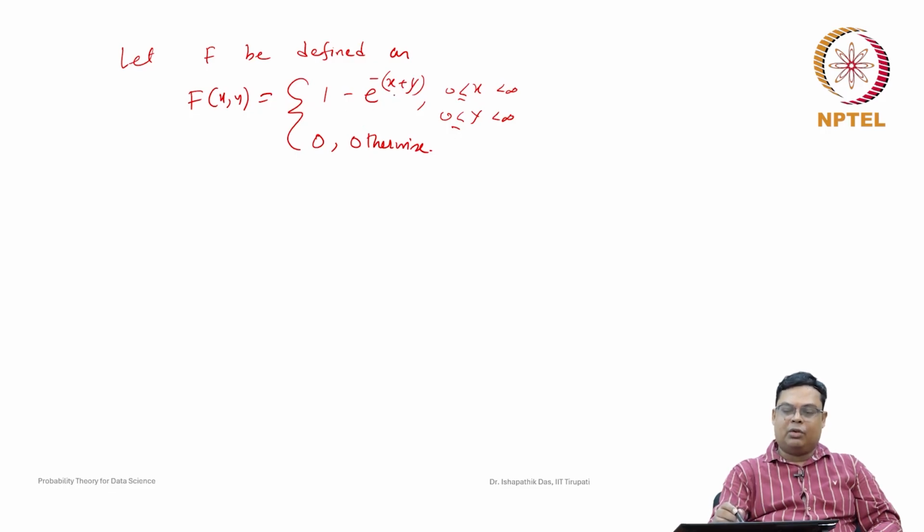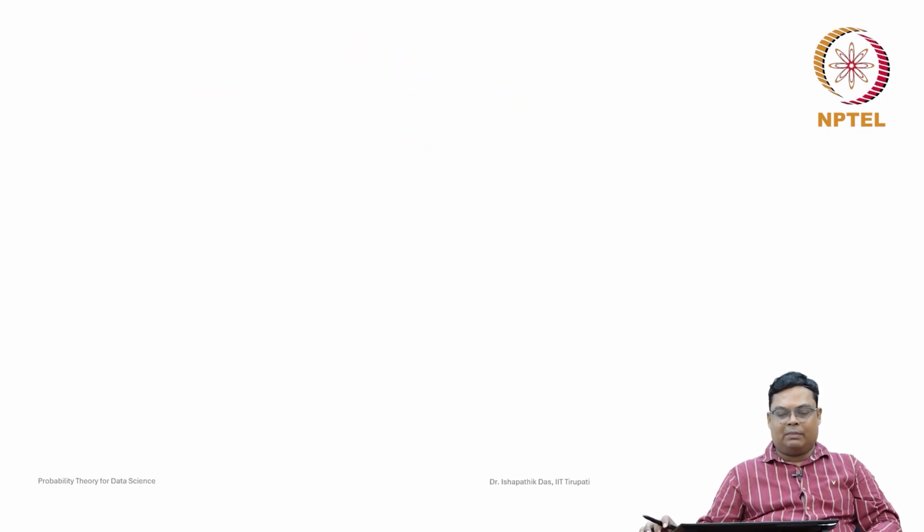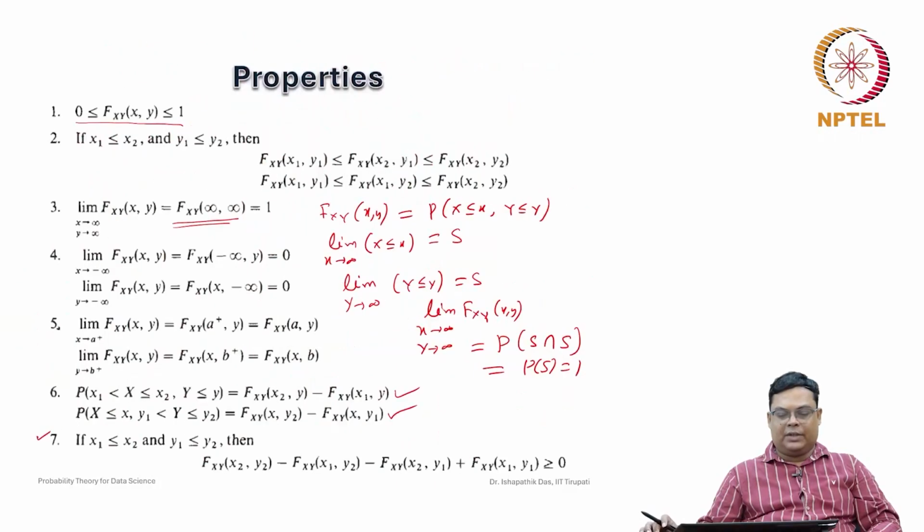As x and y go to infinity, e to the power of minus (x plus y) goes to 0, so F_XY goes to 1. And whenever x goes to minus infinity, by definition this becomes 0. You can see that properties 1 to 6 are all satisfied; only the 7th property remains. You can remember what properties 1 to 6 are: x going to infinity, x going to minus infinity, right continuity, and those properties you can see will be satisfied.